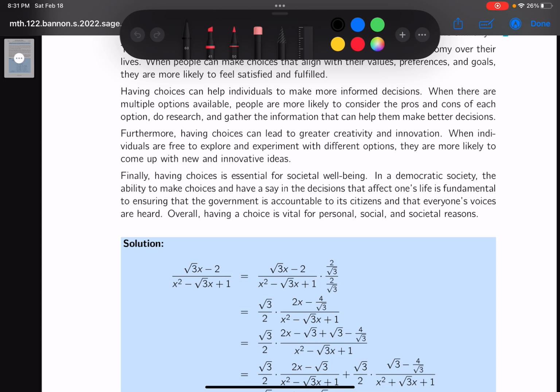Okay, I'm only going to do one of the terms. The other term, I'll write it down for you, but I'm going to erase it. The other term that we're asking you to do was the root of 3x plus 2 over x squared plus root 3 x plus 1. Whoops. Let me get my eraser. It doesn't look right.